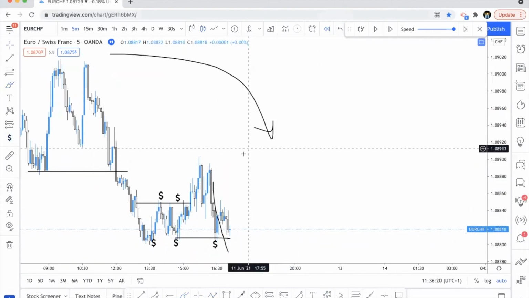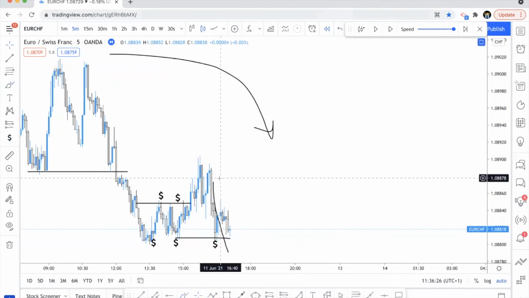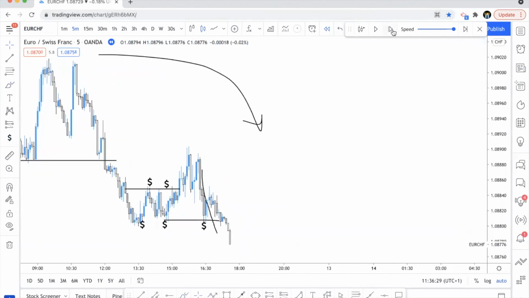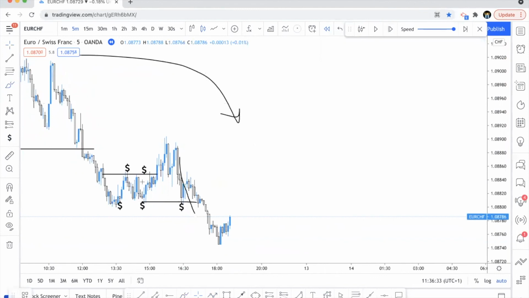So the banks are going to have to take these guys out, because whoever bought here is buying in the wrong direction. I mean, they're trading in the wrong direction. So let's watch. There we go. See? That's how you can see where liquidity is.